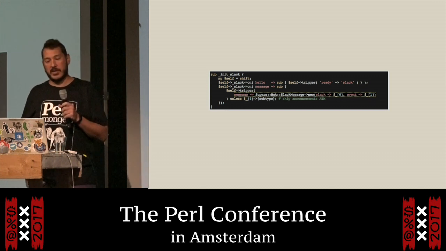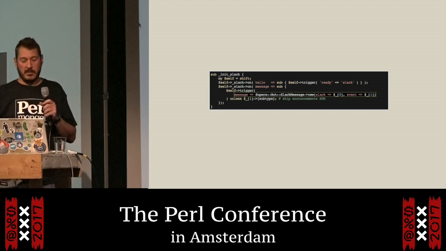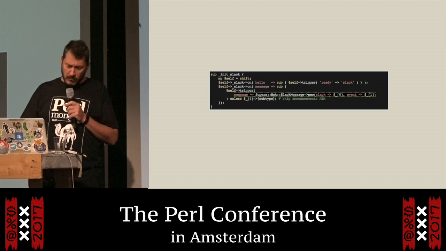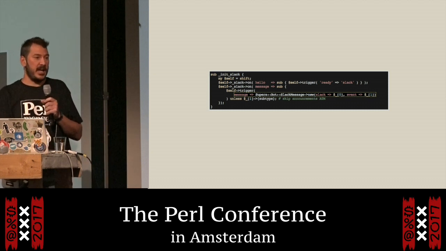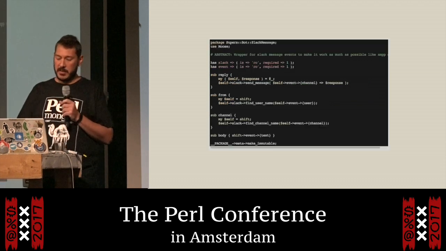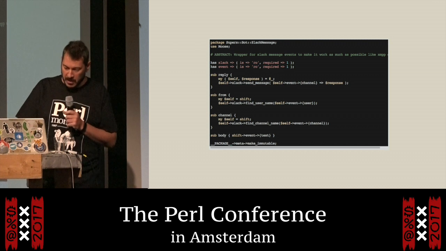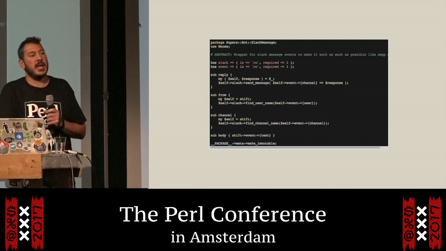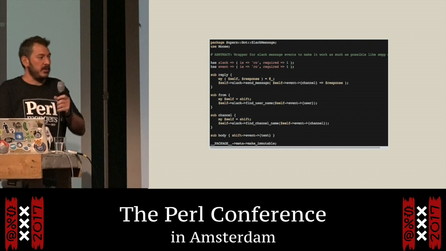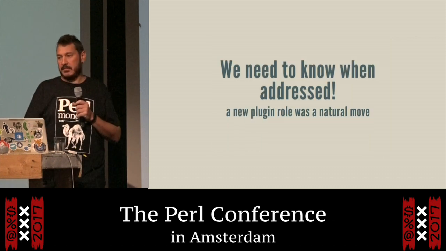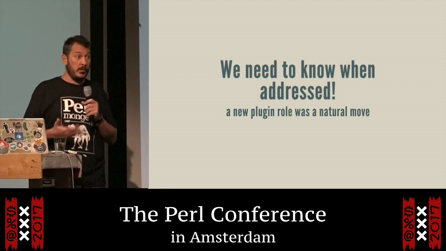So what I did was I wrapped the message from Slack into another class so it can behave like an XMPP message. And nothing interesting here. It can make all the plugins believe that they are talking with whatever they want to talk. They can answer when it's addressed. And we need to know when it's addressed.